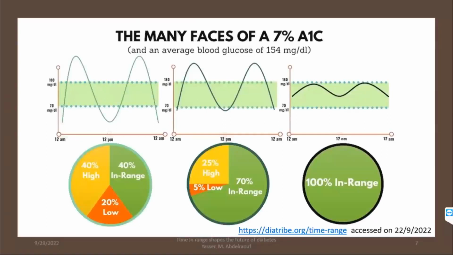This is a famous curve. I think you saw it before. We have many patients who have the same hemoglobin A1C, which is 7%, but some patients have hypoglycemia, others have hyperglycemia, and this is the best group, which has a curve that is called flat range. Which patient has good control of diabetes despite the fact that all of them have 7%? The only last one, while the others have no good glucose control.